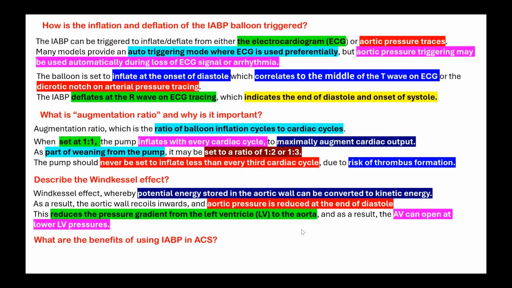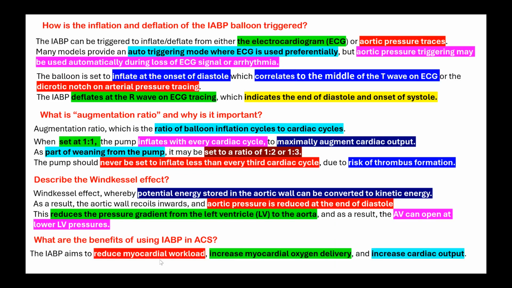It can maintain coronary perfusion, sir. Very good. Myocardial workload will be decreased, oxygen demand decreased. Yes, it reduces the myocardial workload, increases myocardial oxygen supply, and increases the cardiac output. So there are three advantages in using the IABP in acute coronary syndrome.